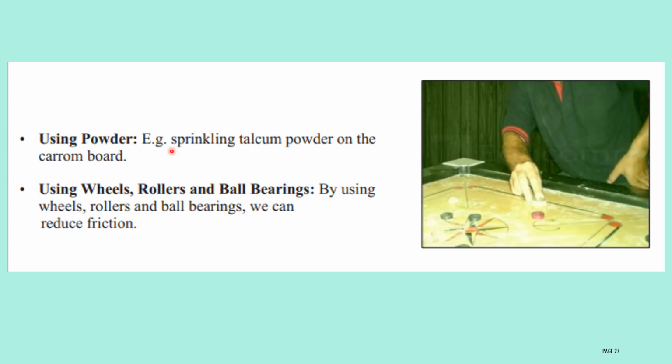Using powder, for example, sprinkling talcum powder on the carom board. Because of the powder, the friction will be reduced, and then the pawn will easily move on the board. Using wheels, rollers and ball bearings, we can reduce the friction.